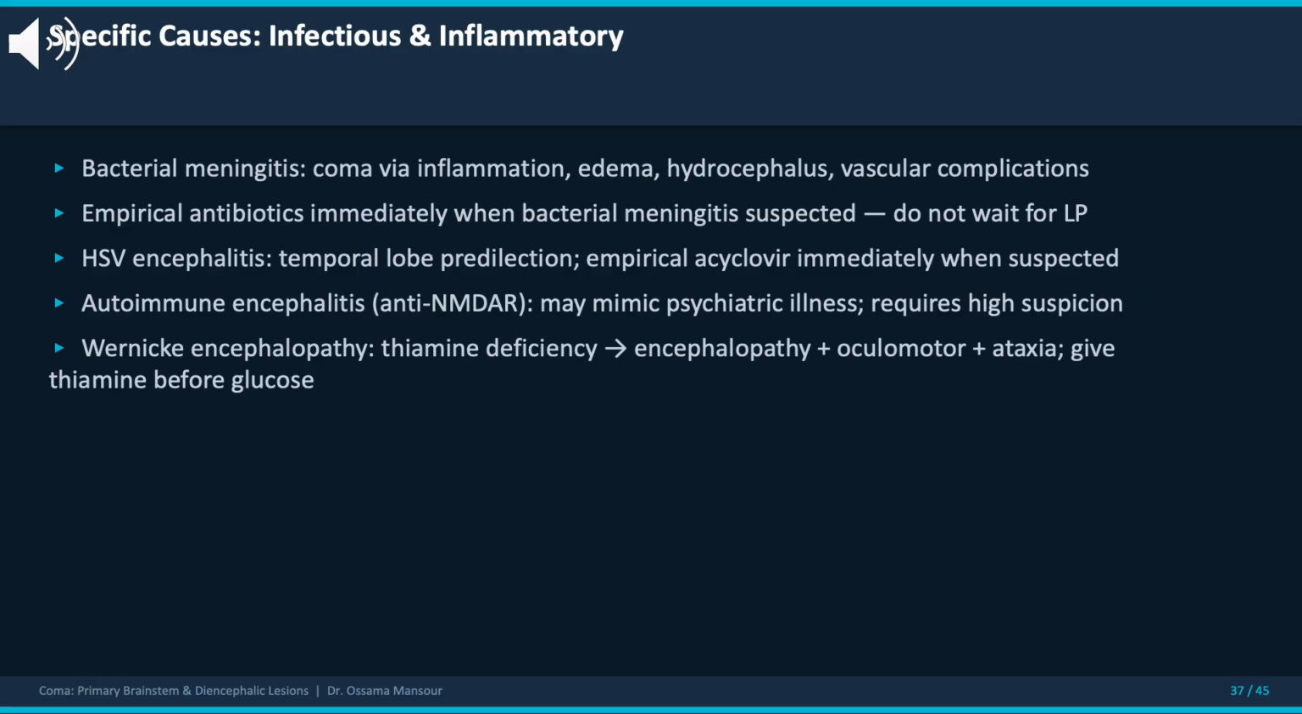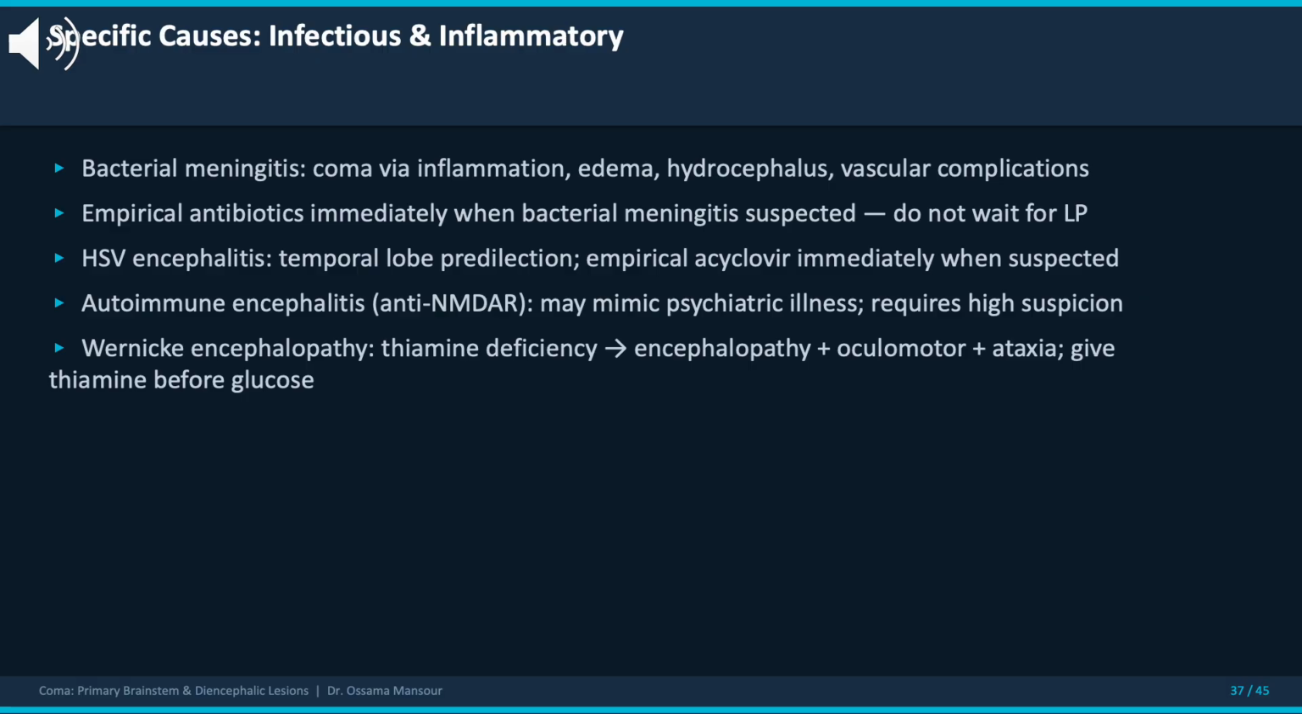Viral encephalitis, particularly herpes simplex encephalitis, can produce coma through direct viral invasion of brain parenchyma. Herpes simplex encephalitis has a predilection for the temporal lobes and limbic system, but can involve the brainstem in some cases. Empirical acyclovir therapy should be initiated immediately when herpes encephalitis is suspected.